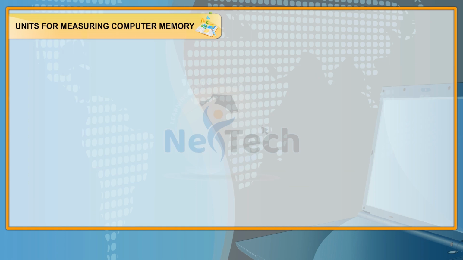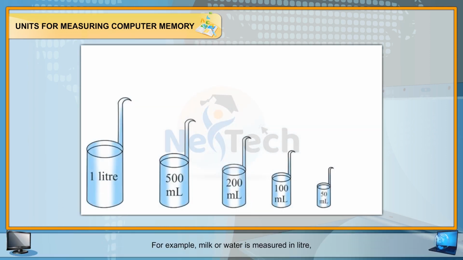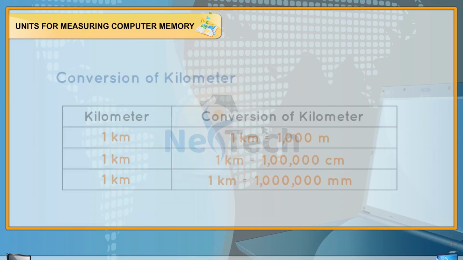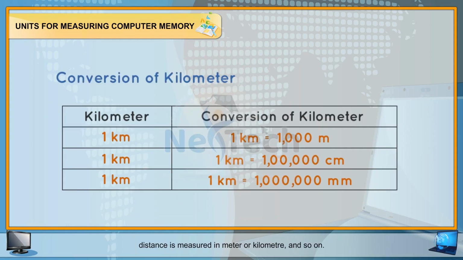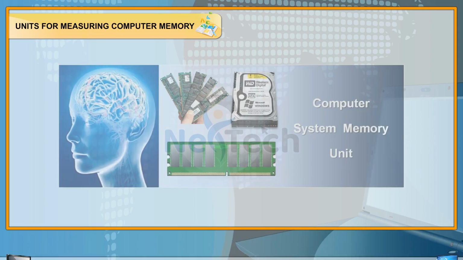Units for measuring computer memory. There are various measuring units which are used to measure different things. For example, milk or water is measured in liters. Fruits or vegetables are measured in grams and kilograms. Distance is measured in meters or kilometers and so on. Likewise, there are different units to measure computer memory.